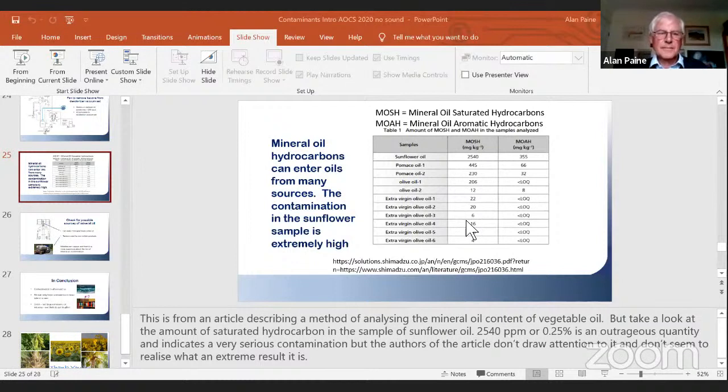Mm-hmm. Very good. I guess I can ask one more here. Are there any regulations that are strictly enforced by the governmental agencies requiring routine monitoring of these compounds in the oils directly marketed to the consumers at retail grocery stores?